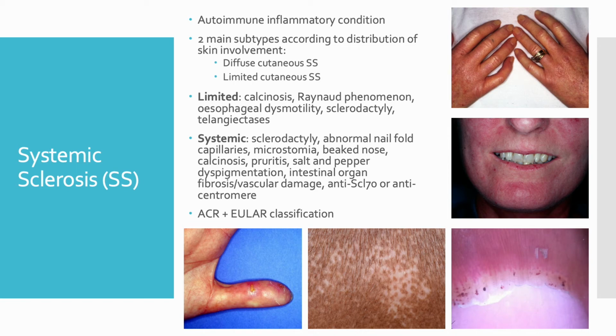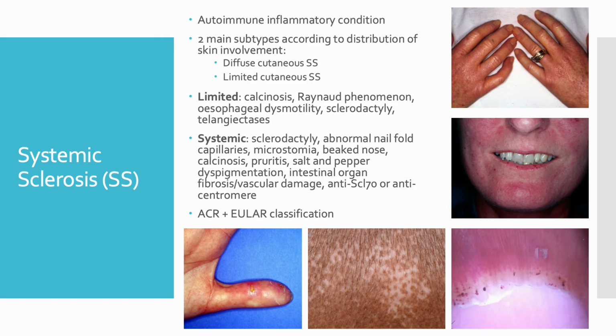In systemic disease, again, there'll be sclerodactyly and abnormal nail fold capillaries. But stiffening of the skin around the mouth makes the mouth smaller and makes it difficult for individuals to completely open their mouths. Tightening of the skin over the nose will produce a beaked deformity. Again, there'll be calcinosis peripherally, and there may be dyspigmentation with salt and pepper colour changes, particularly in individuals with darker skin types.